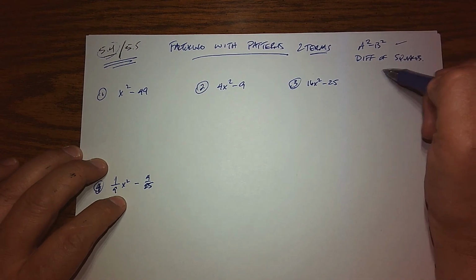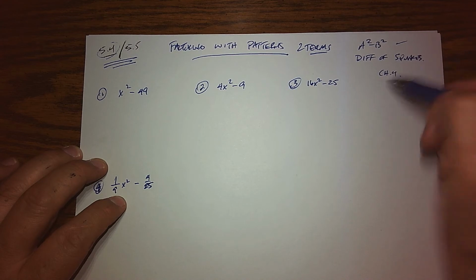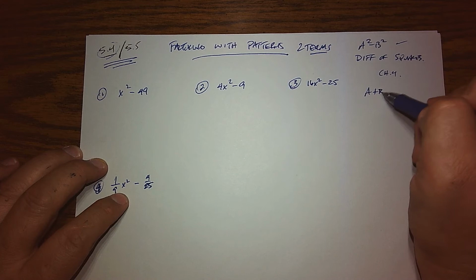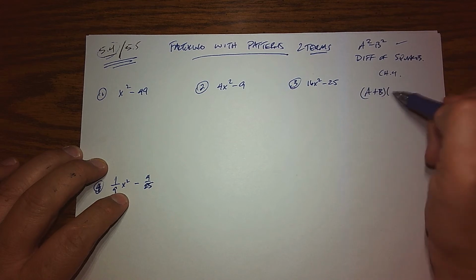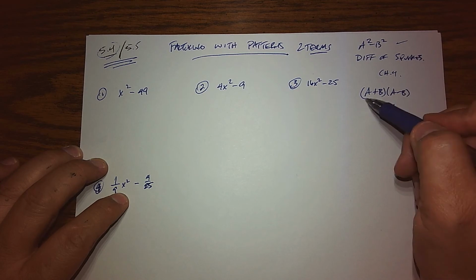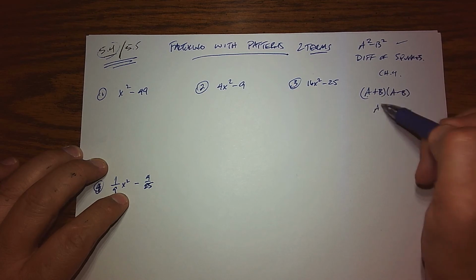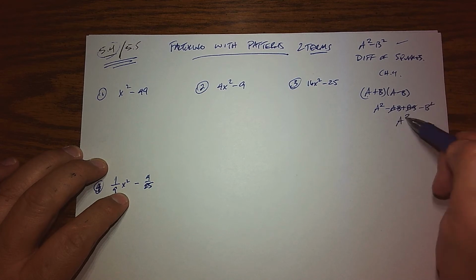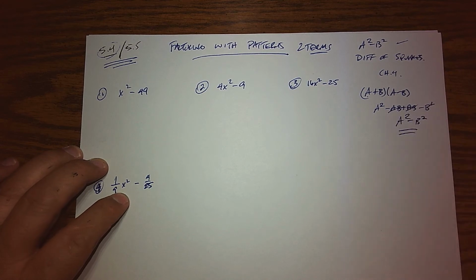Now if you go back to chapter 4, here's what we found. To create the difference of squares, I have to have the same 2 terms and add them, and I have to take the same 2 terms and subtract them. And when I do that, FOIL it out: a times a is a squared. The outer gives us a negative ab. The inner gives us a positive ab. And the last gives us a negative b squared. The outer and the inner cancel out, leaving us with a squared minus b squared.